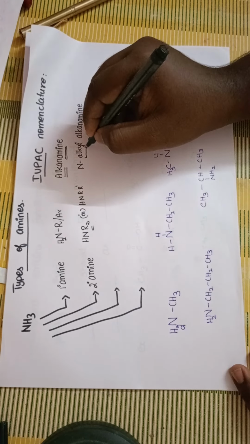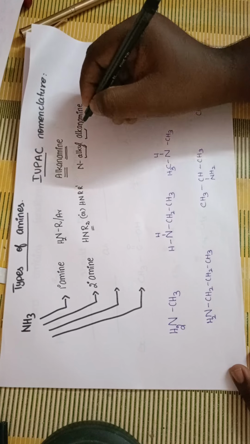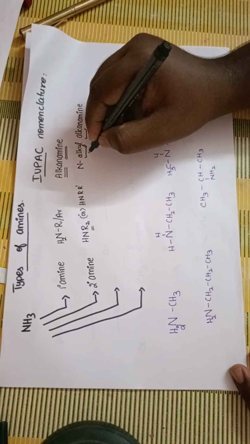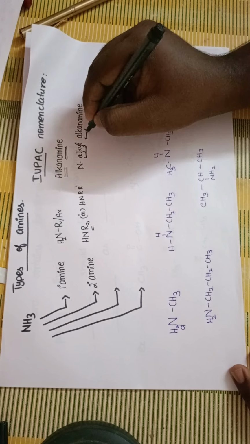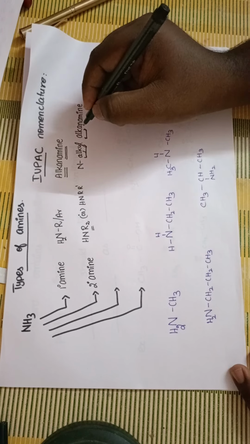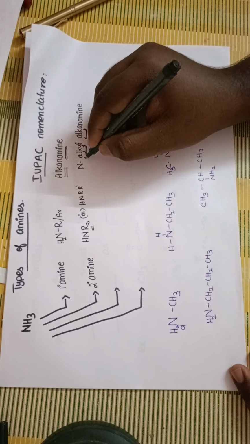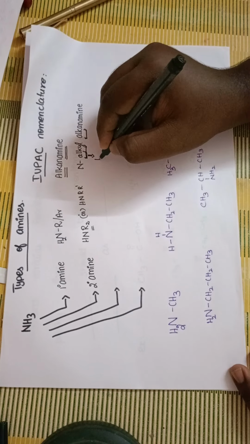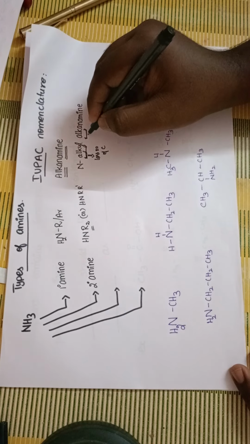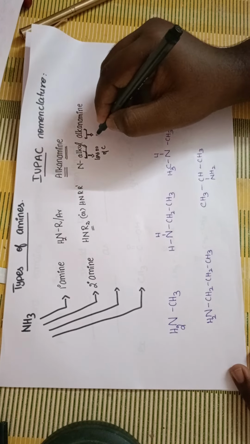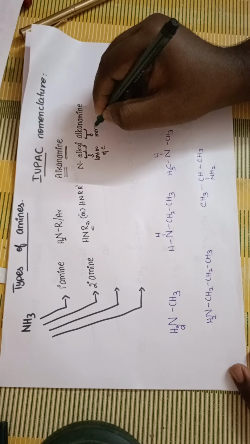What is N-alkyl alkylamine? Here we should mention one alkyl part, which is nothing but the number of carbons. In the first case we mention a certain number of carbons, and in the other case we mention a certain number of carbons. How can we identify this? The first alkyl represents fewer carbons, and the second alkyl, followed by the alkylamine, represents more carbons.